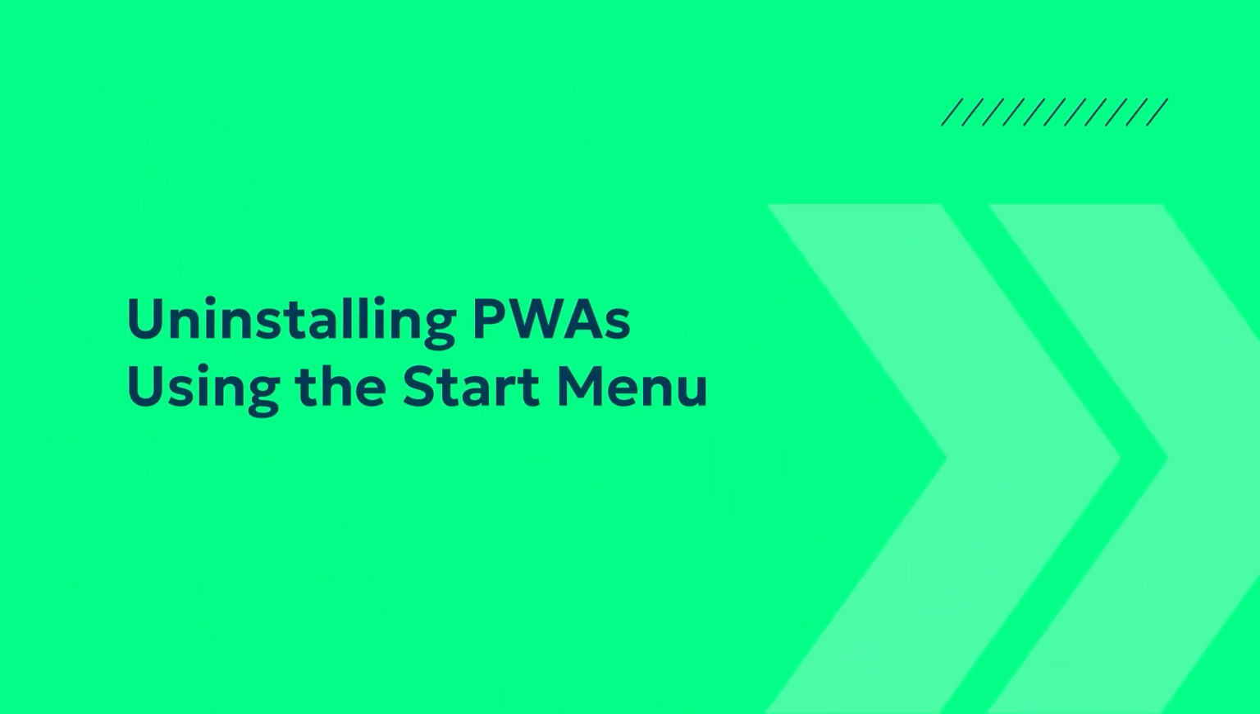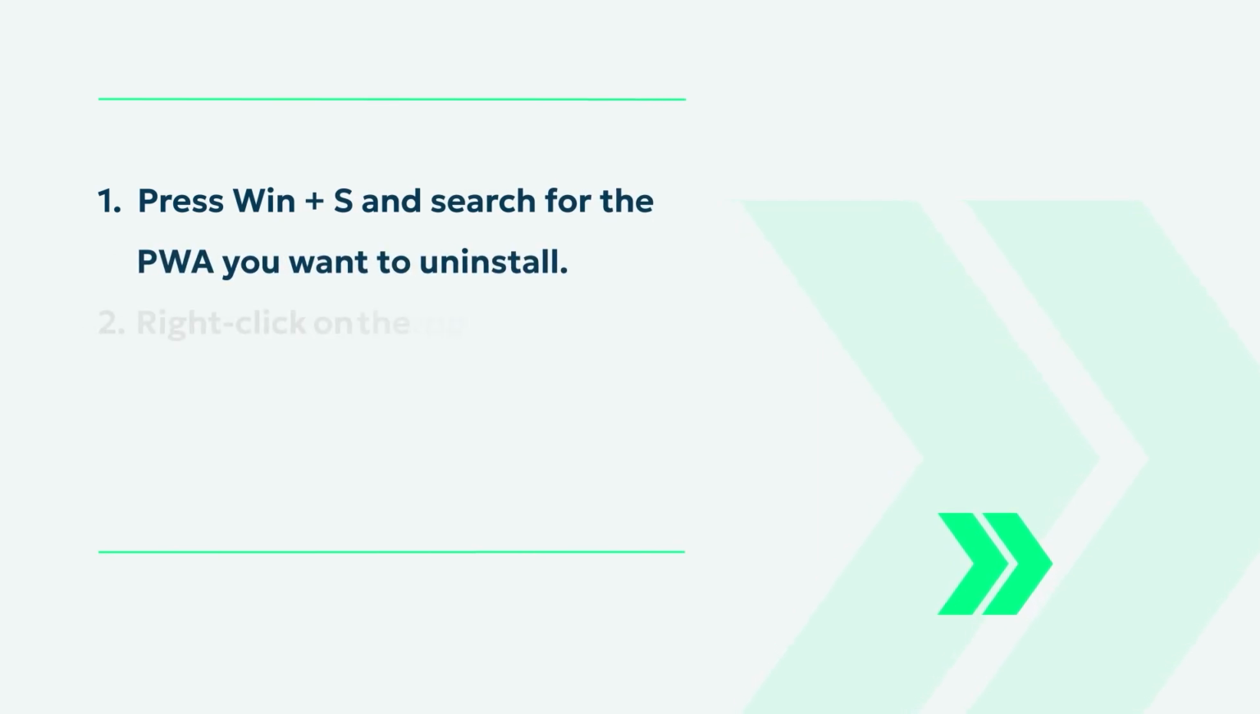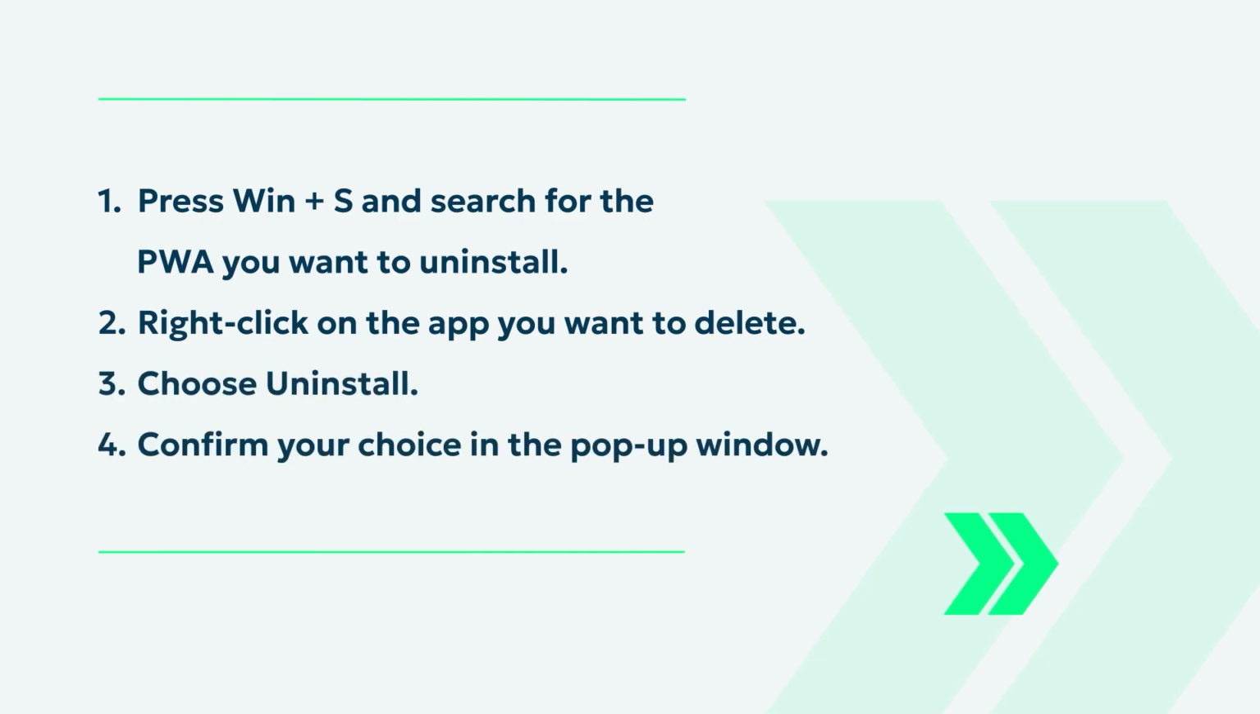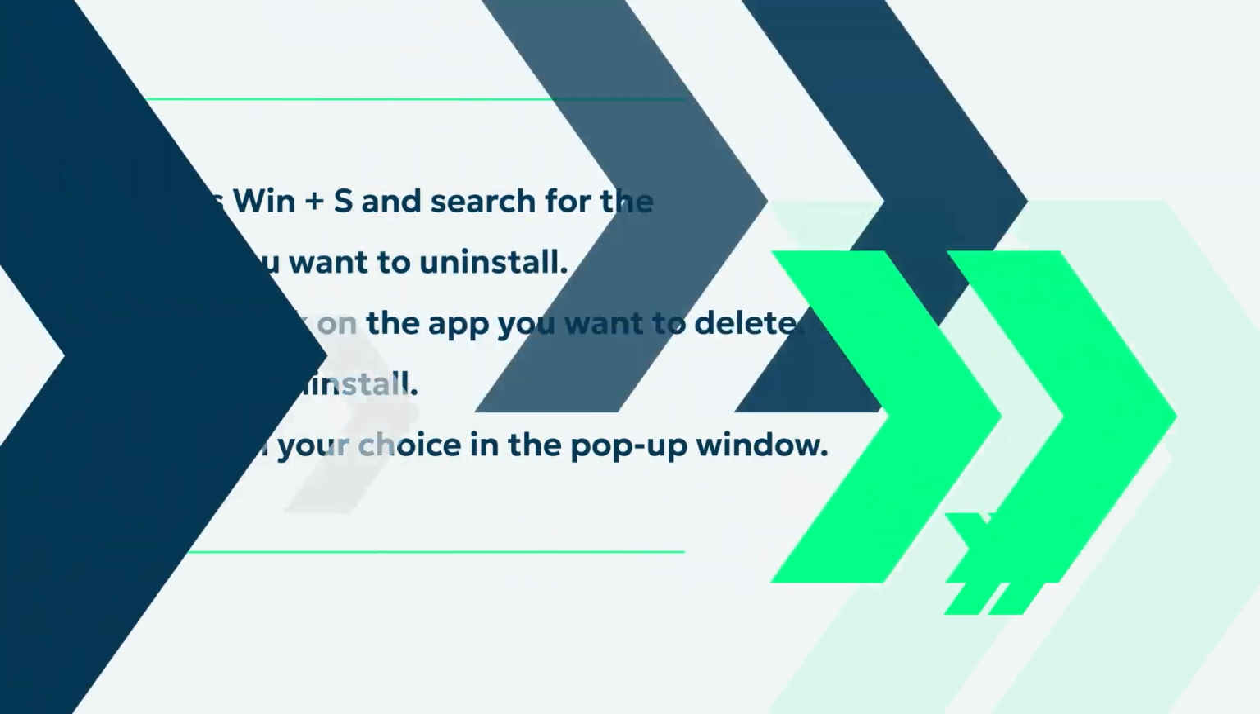Method 2. Uninstalling PWAs using the Start menu. Press Windows plus S and search for the PWA you want to uninstall. Right-click on the app you want to delete. Choose Uninstall. Confirm your choice in the pop-up window.